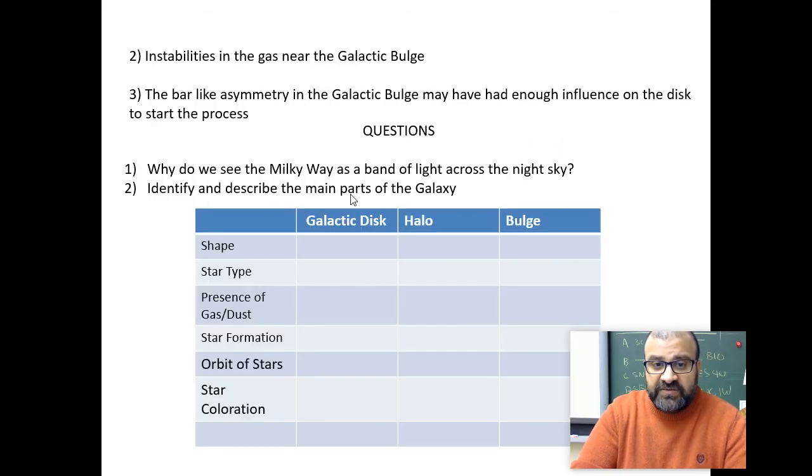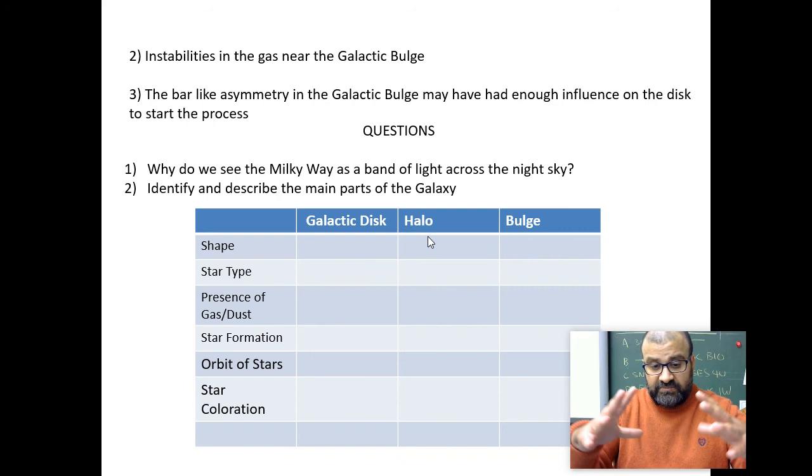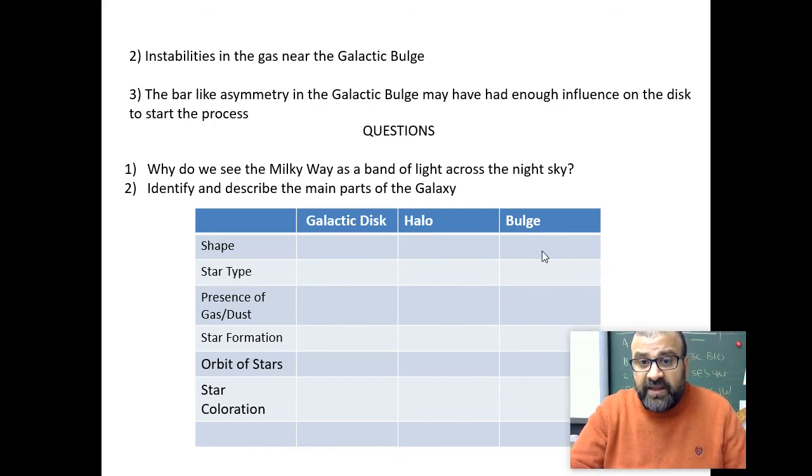Identify and describe the main parts of the galaxy. The galactic disk is flat. The halo is a large sphere around the galaxy, and the bulge, generally, a lot of people consider it to be like an oblong football shape, an American football or a rugby ball shape.